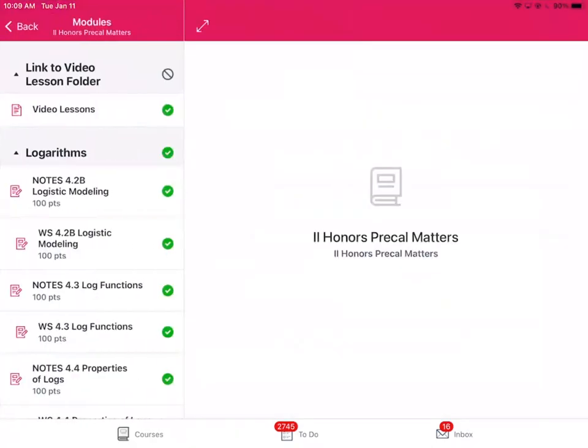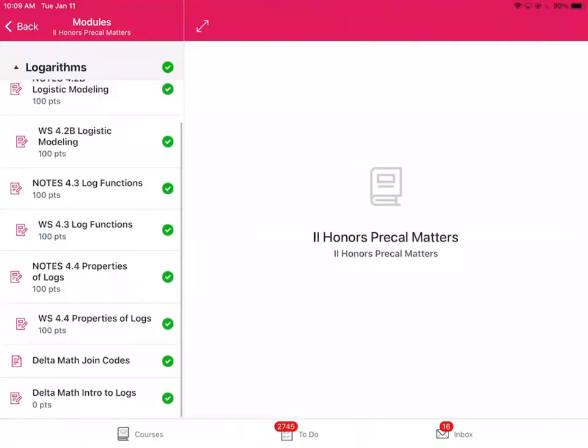Go to modules and go to the bottom. We discovered this website, Delta Math, during the pandemic because it's all 9, and we can assign problems. Y'all can work them independently, at your own pace, and they give you feedback if you get them wrong. So it's good for us now when we're practicing this type of stuff to go over it together. Go to Delta Math join codes.